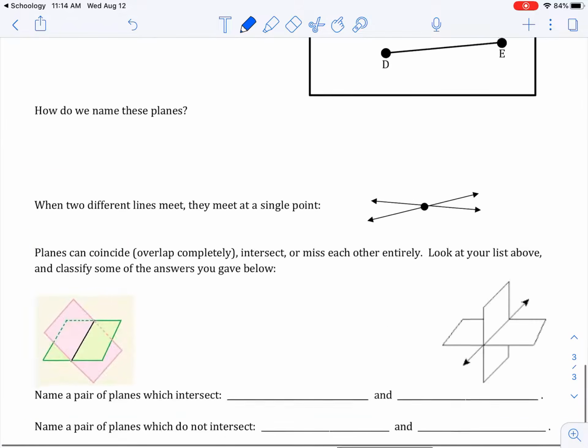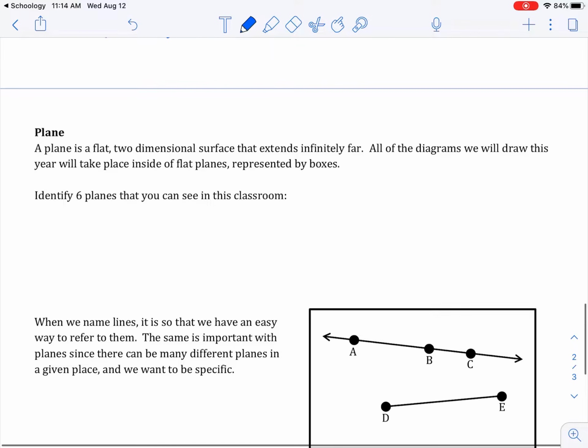Okay, last part here, and we're done. All we have to talk about is planes, okay? So if we were in class, I would ask you to look around the room and tell me examples of what are planes in the classroom, okay? What you could say is the top of my desk, the top of your desk, the walls, the floor, the ceiling. These are all flat two-dimensional surfaces that extend. Ours don't extend infinitely far, but in theory, that's what we want them to do.